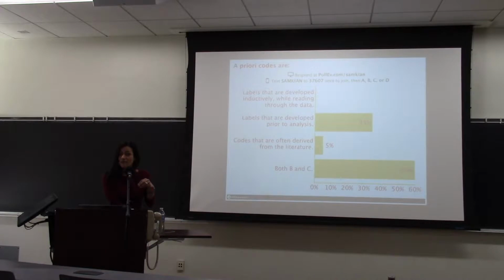So a little mnemonic device, a priori, right? Prior to starting your analysis process, you might develop some codes that you already know, oftentimes from the literature, okay? So we often come up with these, not just from the literature, but oftentimes from the literature. That helps us shape, these are some things I think I know about this topic. So the right answer here is both B and C, right? They're both developed prior to the study and oftentimes coming from the literature.